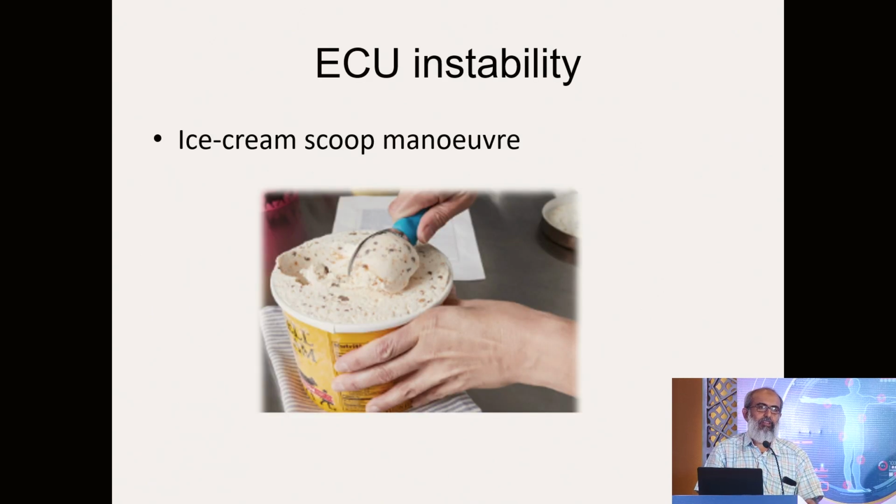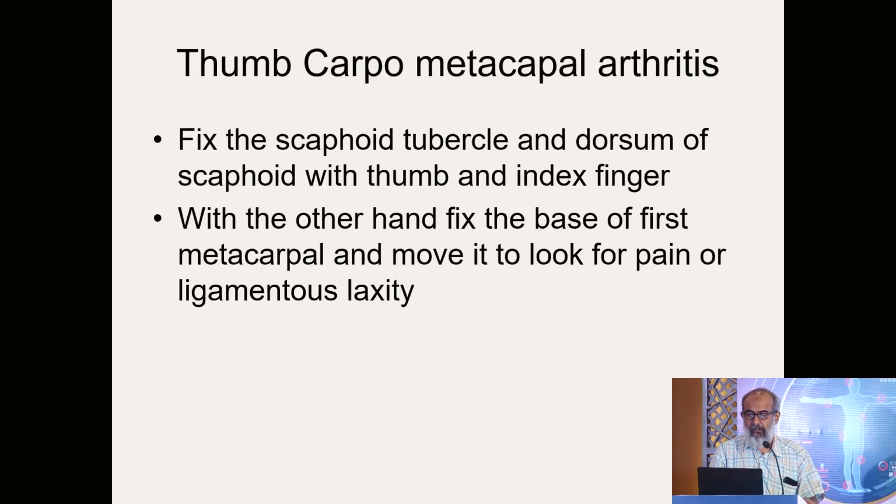Then the ECU instability: a simple ice cream scoop movement and resist it. Doing an ice cream scoop movement and you resist it, you can see either the subluxation of the tendon or pain. That is the test for ECU instability.